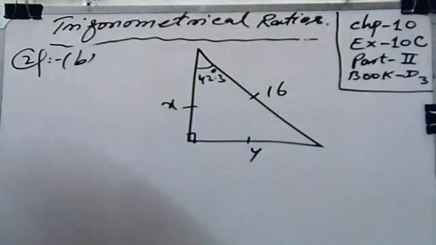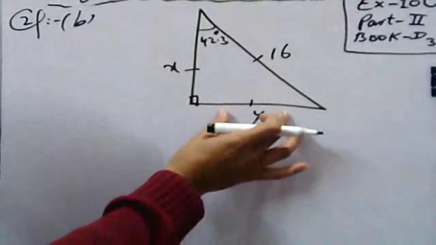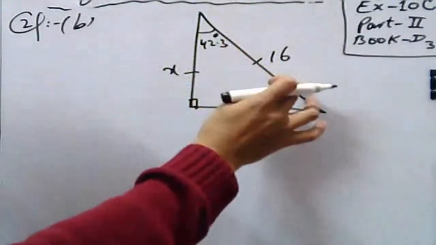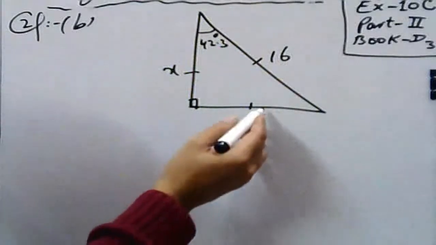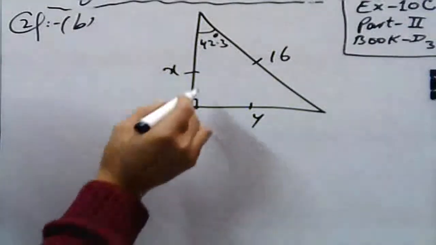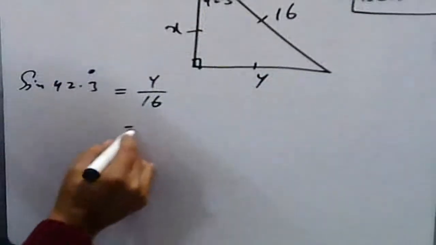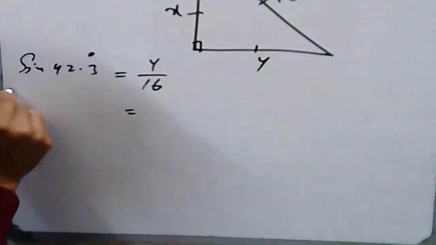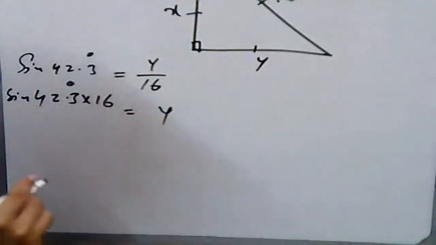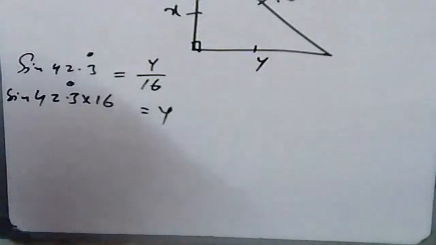So how can we find it? We take the ratio. If you take this angle, in front of it is your opposite side, that is your adjacent, and that is your hypotenuse. When we take perpendicular by hypotenuse, it will give you sine 42.3 degrees. You need the value of y, so using cross multiplication, sine 42.3 degrees multiplied by 16 is equal to y.